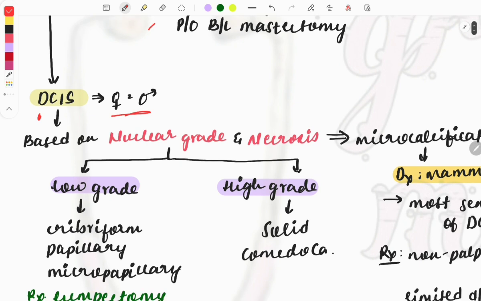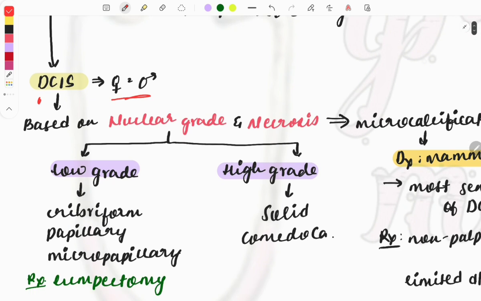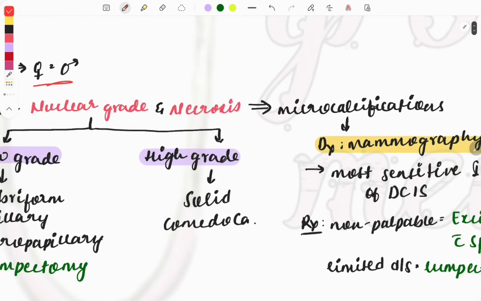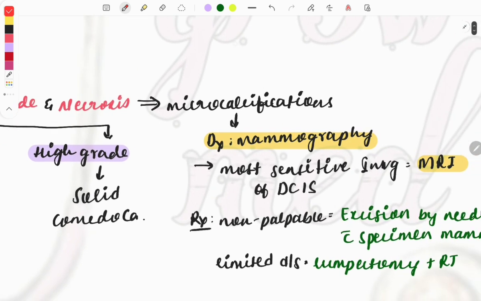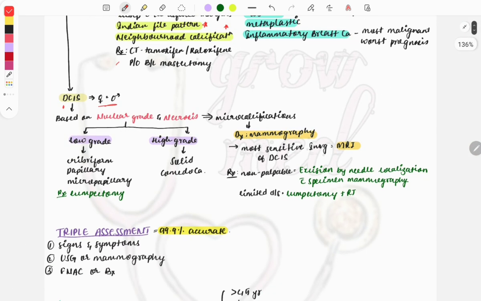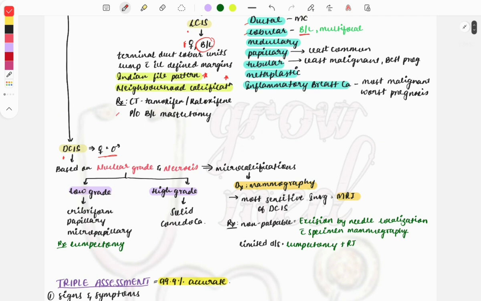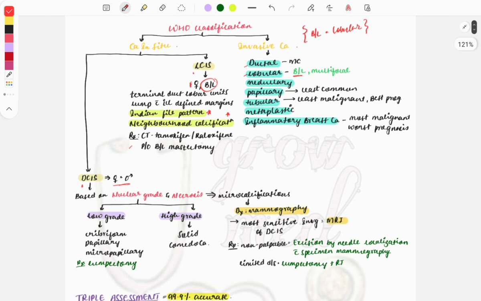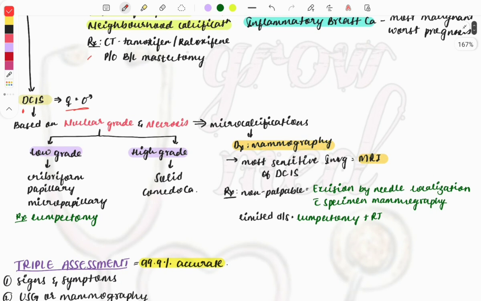Then based on the nuclear grade, it is again classified into low grade and high grade, and on necrosis, microcalcifications can be seen. Okay, this all is not that important, and for last-minute revision before the exam there is no need to read this much, just remember.